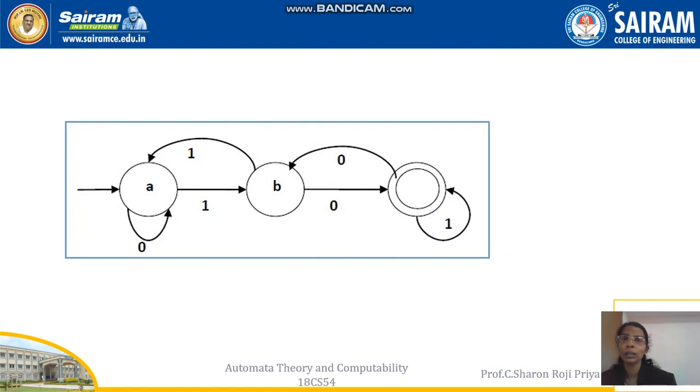This is the diagrammatic, pictorial representation of my automata model, right? The state with an incoming edge is the start state. A double circle denotes a final state, and edges labeled with input are known as transitions, right? And every circle represents a state.